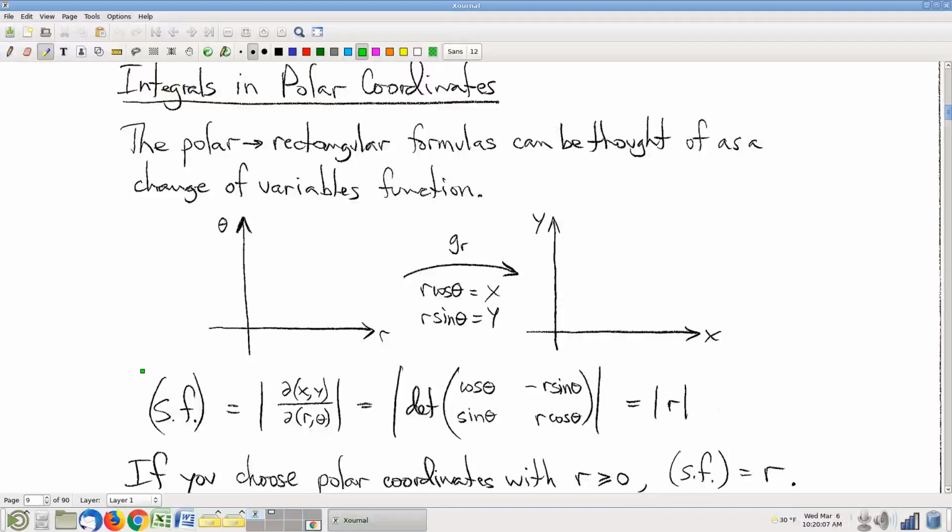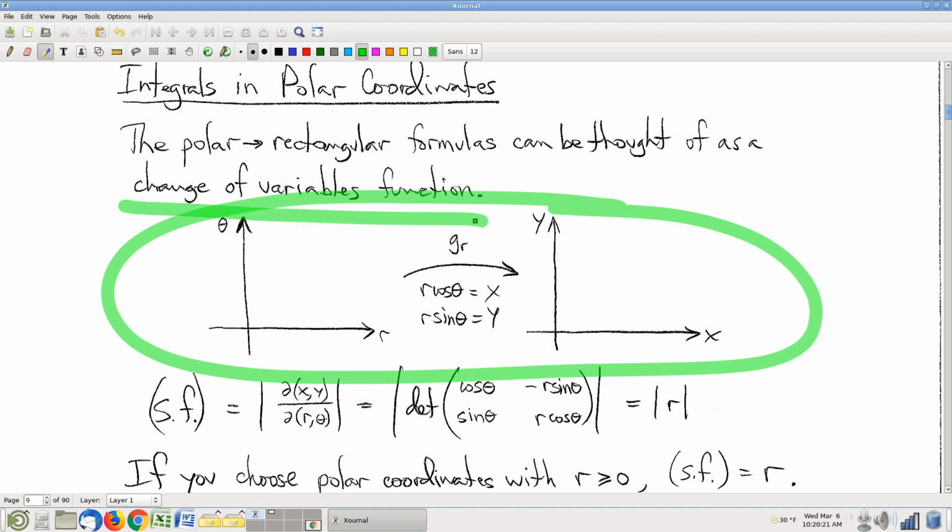Okay, so here's where we were last time. We were talking about integrals in polar coordinates. Whatever that means. So for the moment, really, all we know how to do is how to interpret polar coordinates as being a change of variables function. Right off the bat, that's a little bit of a twist in how we think about polar coordinates. Most people think about polar coordinates as a coordinate system. You know, you give me a point, this is a way of describing location.